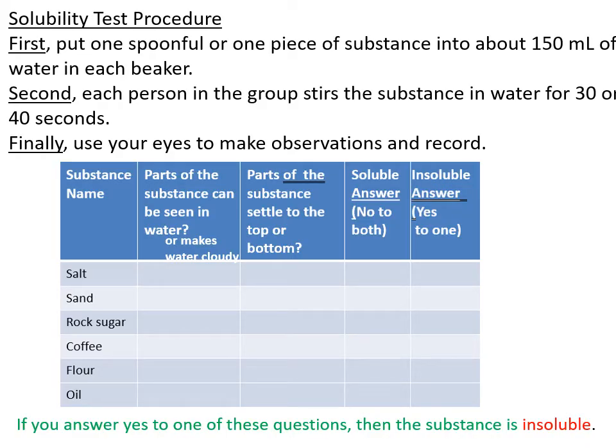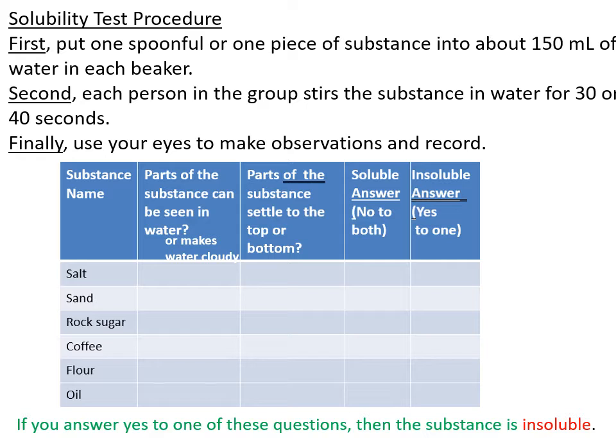We put a spoonful of each substance in a beaker, and we stirred the substance for 30 seconds in class, and we made observations and recorded them. So we wrote down our observations.